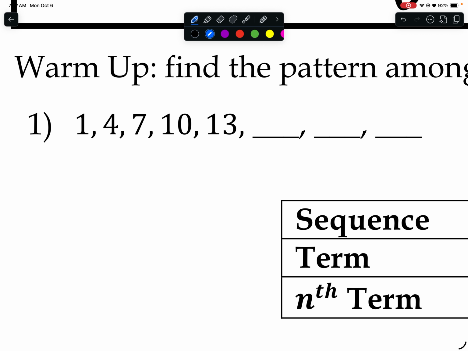So if I have a sequence going from 1 to 4 to 7 to 10 to 13, well, the consistent change between all terms here would just be plus 3. So because I'm doing a change of plus 3, my next terms would be 16, then 19, and then 22.